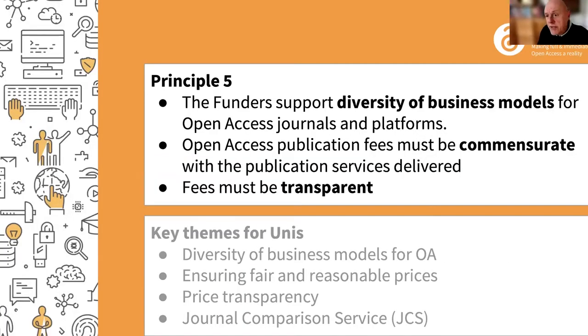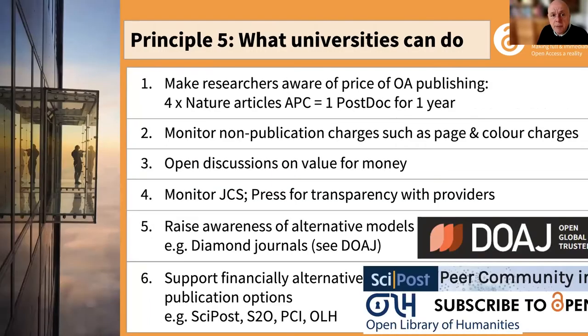Principle five is about the diversity of business models. So Coalition S has decided early on to observe business model neutrality. Basically, we are neutral with respect to commercial and non-commercial publishers, but we do think that open access publication fees must be commensurate with the publication services delivered, and fees must be transparent. We want to know what we are paying for, what services are delivered for the publication fee that we pay. And this is again something that universities can play an important role in.